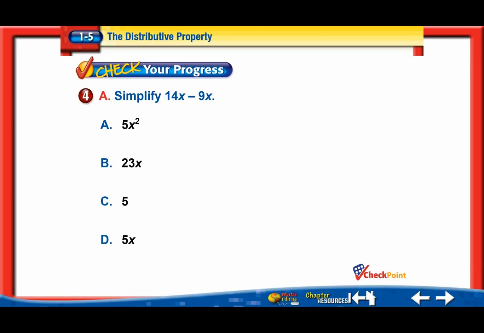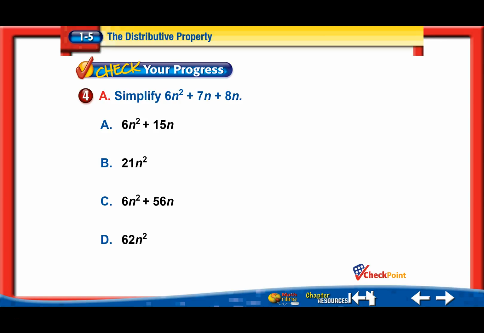Pause this one, give it a shot. All right, so the book's going to want us to distribute it out, so we pull the x out, and then 14 minus 9 would go out to 5. 5 times x would turn into 5x. Notice we're adding and subtracting. If we were multiplying, then we'd multiply x and x together to get x squared, but in this case it's going to be 5x. We're going to keep the same term there.